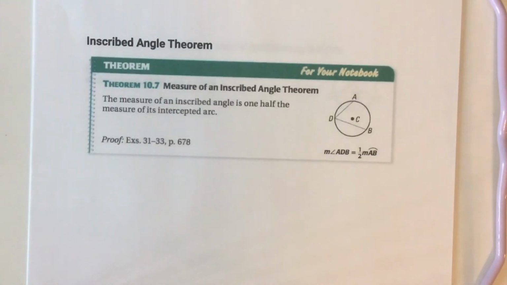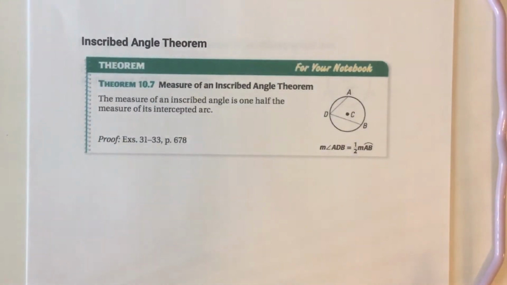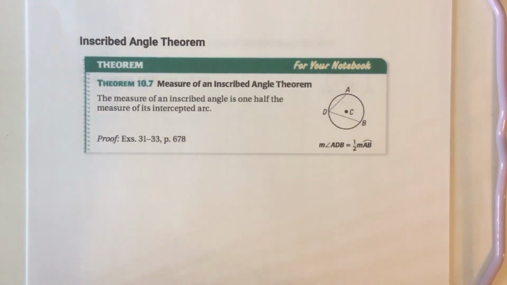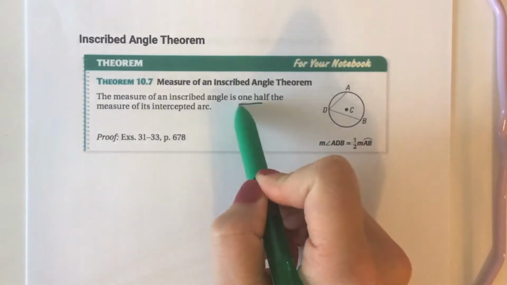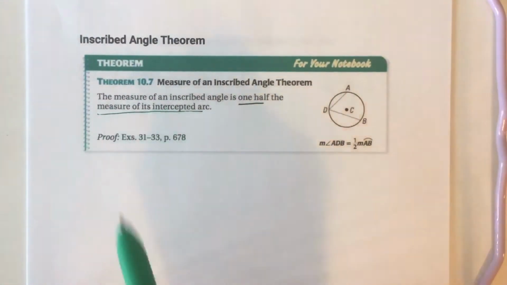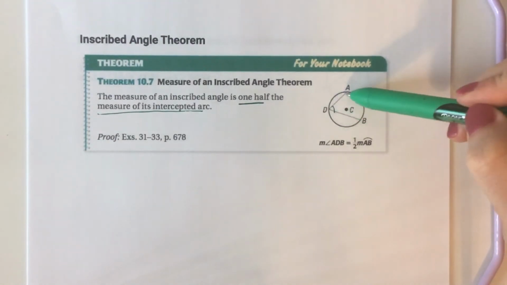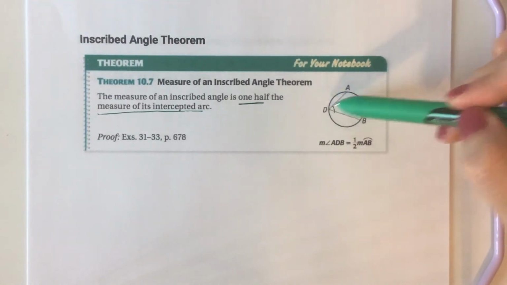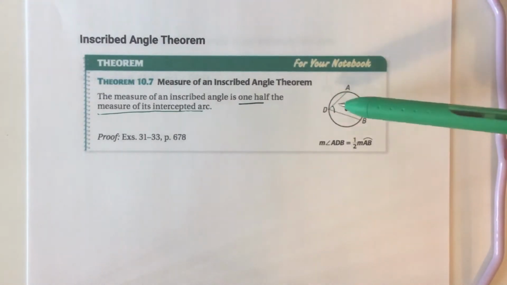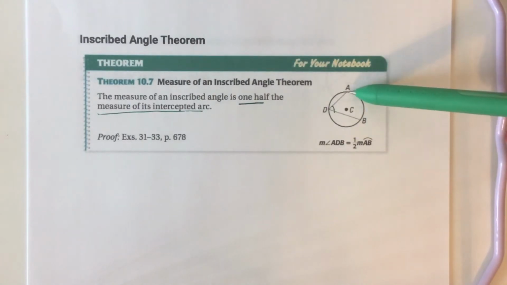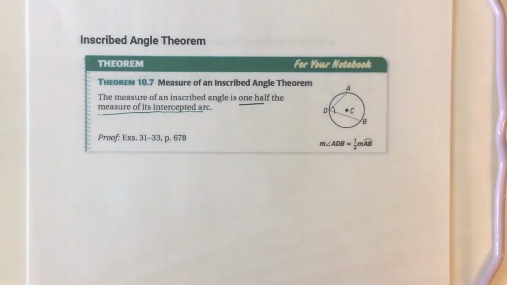Those definitions help us make sense of our first theorem, the inscribed angle theorem. This one tells us that the measure of an inscribed angle is 1/2 the measure of the intercepted arc. Over here, our inscribed angle would be angle D because it's created by these two chords and it's on the edge of the circle. And we would know that the measure of the angle is 1/2 the measure of arc AB right here. So let's see what this looks like with some numbers in an example.